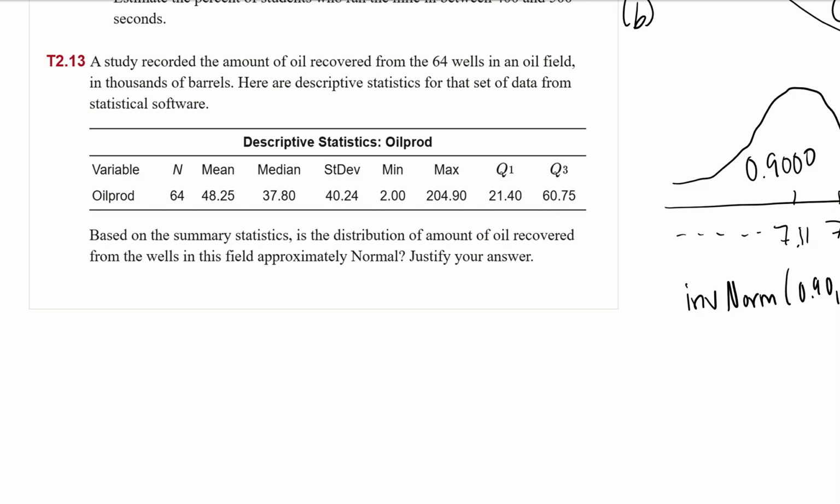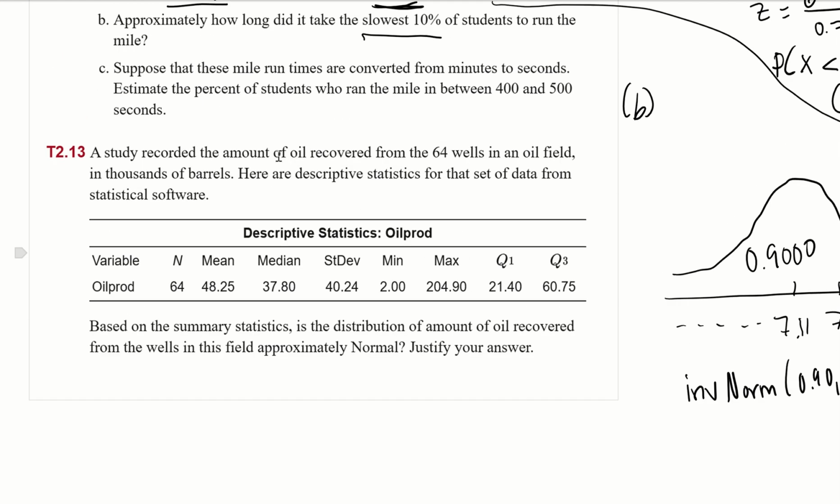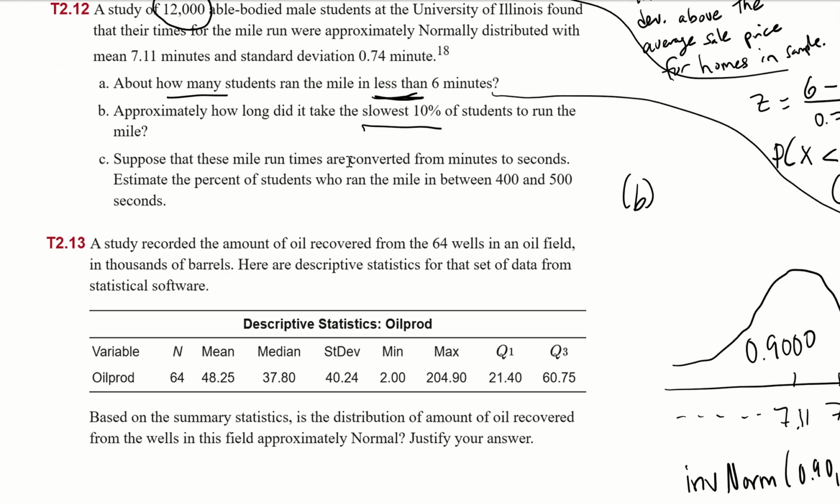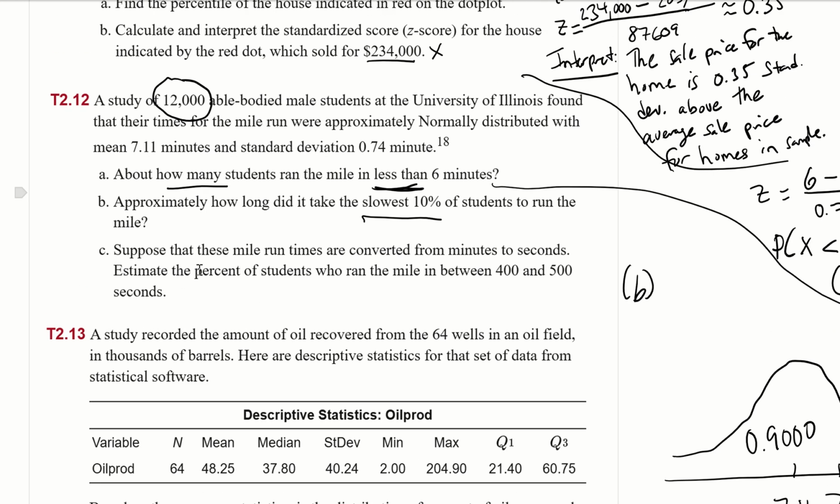Last problem. So a study recorded the amount of oil recovered from the 64 wells in an oil field in thousands of barrels. Here are, I'm sorry, I skipped part C, so let me go to that. I didn't want to skip a part. Suppose that these mile run times are converted from minutes to seconds. Estimate the percent of students who ran the mile in between 400 and 500 seconds.